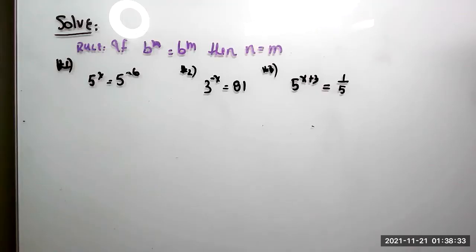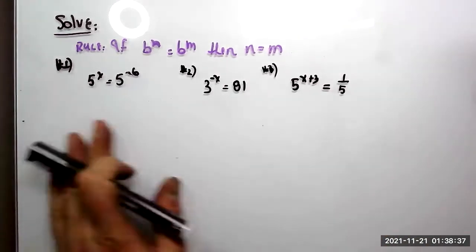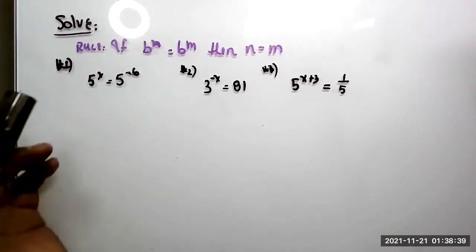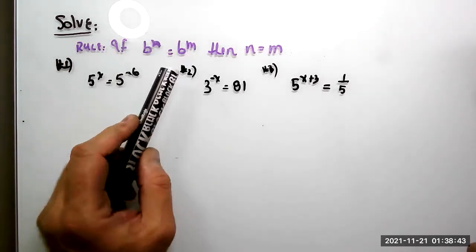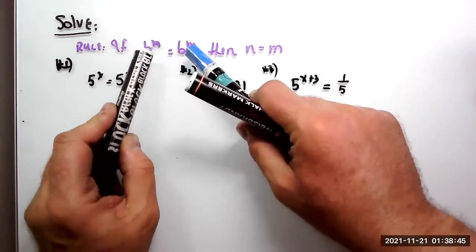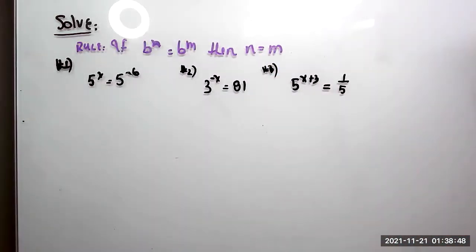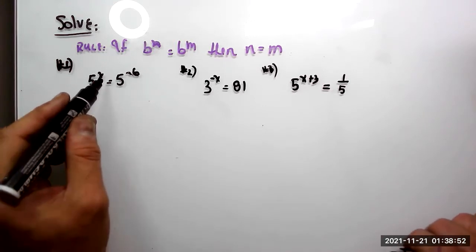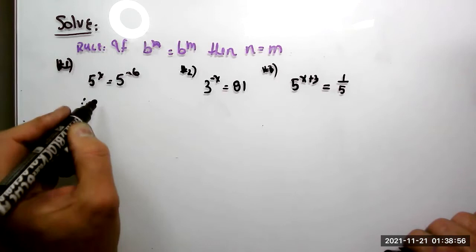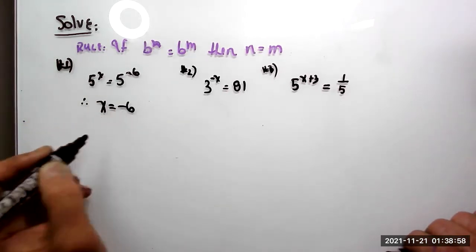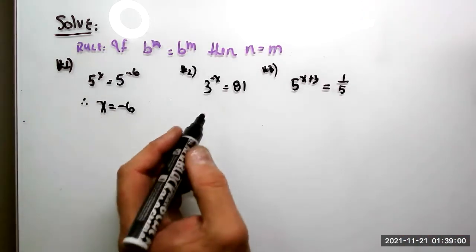Let's go ahead and solve these several exponential equations. Let's start with these three. We are going to use the following rule: if b to the n equals b to the m, if the bases are the same, then the exponents must be the same. So example number one is kind of trivial. 5 to the x equals 5 to the negative 6. Same base, therefore the exponent x must equal negative 6.